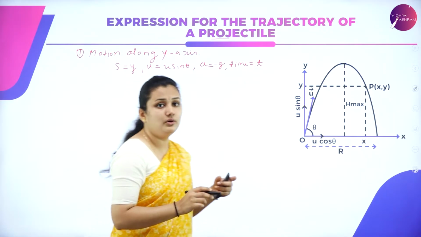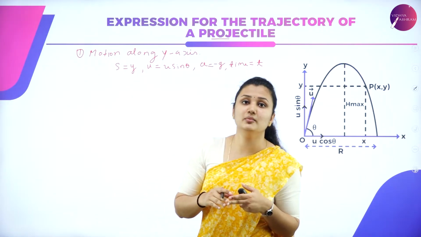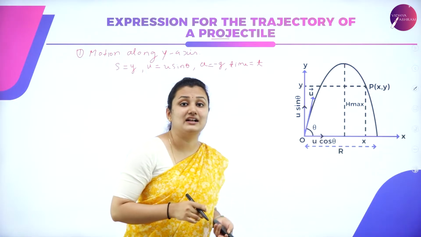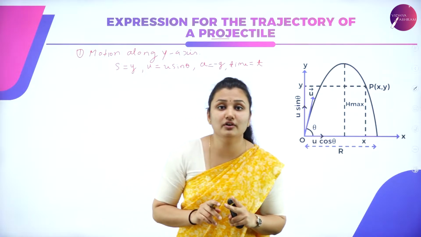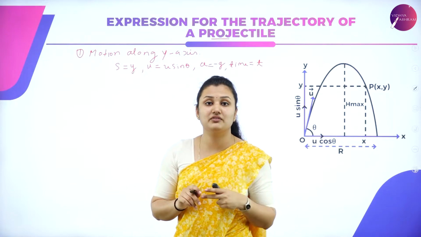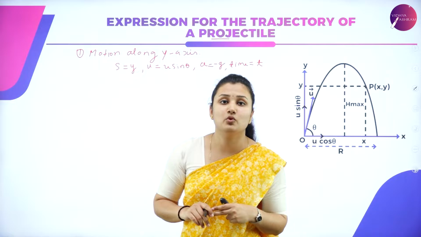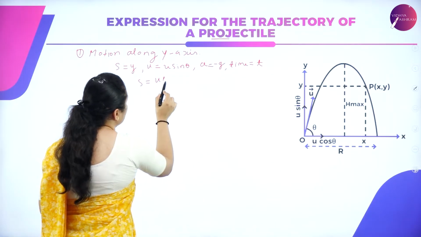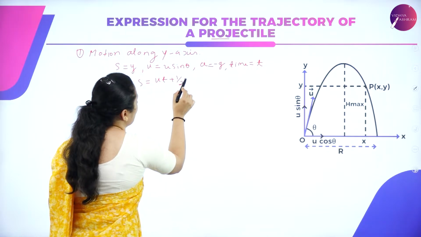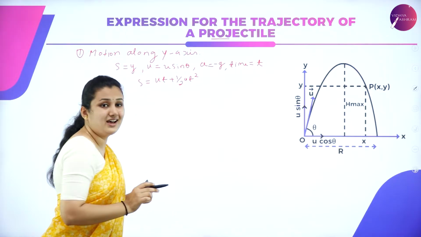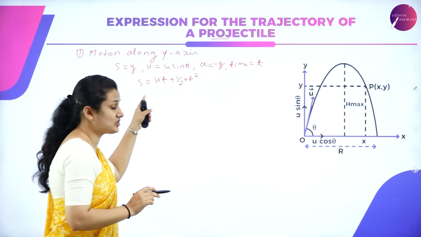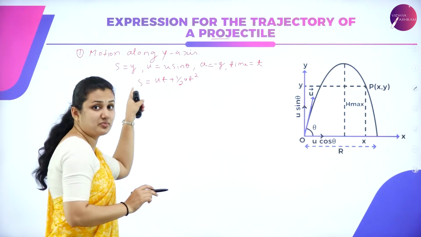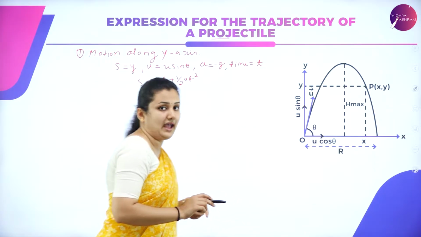Now, I want to know the displacement of the projectile along the y-axis. So, what is the displacement? I will consider the second equation of motion. We had discussed the second equation of motion in the previous session. What is the second equation? S is equal to ut plus half at square. This is the equation of motion that gives the displacement of the projectile along the y-axis.